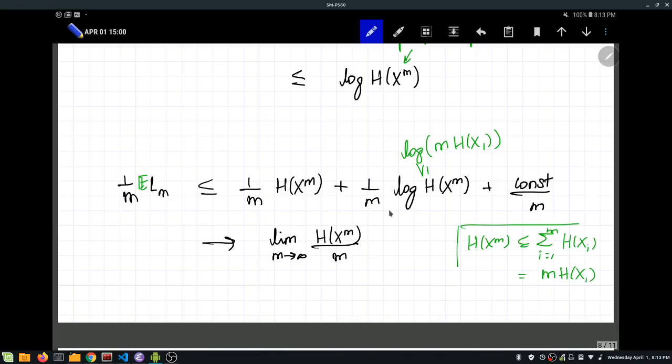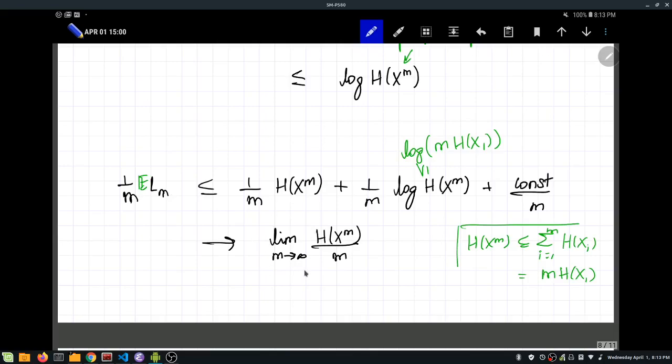So this is less than or equal to, so log h of xm is less than or equal to log m times h of x1. So 1 over m times this tends to 0 as m goes to infinity. This is anyway a constant, so constant divided by m goes to 0 as m goes to infinity. Therefore, the expected number of bits needed to encode the closest match tends to the entropy rate of the process.